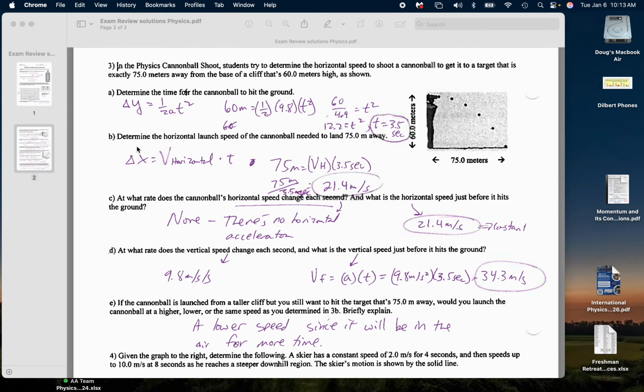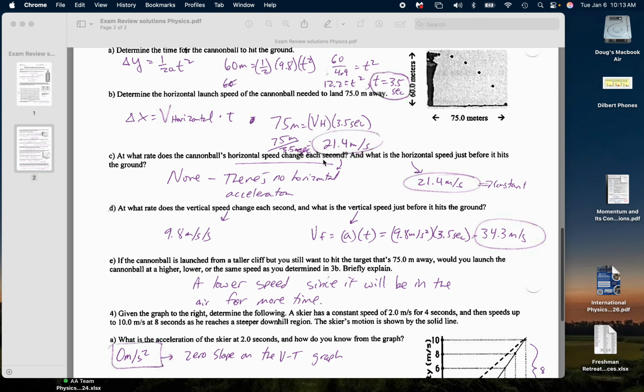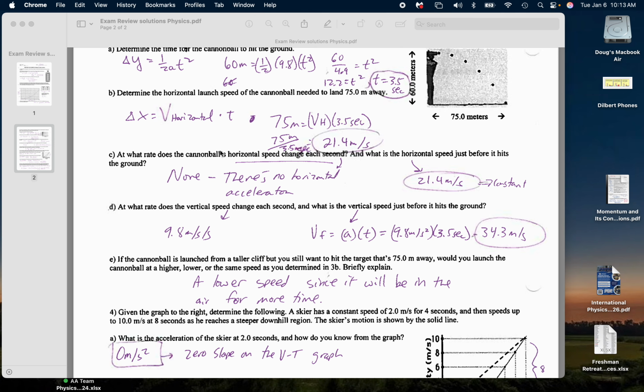So if I determine the launch speed, horizontal speed does not change. So here, actually I should have just written this as VH is equal to delta x over delta t. So I don't know why I wrote it this way. But 75 meters divided by 3.5 seconds, it's around 21.4 meters per second.